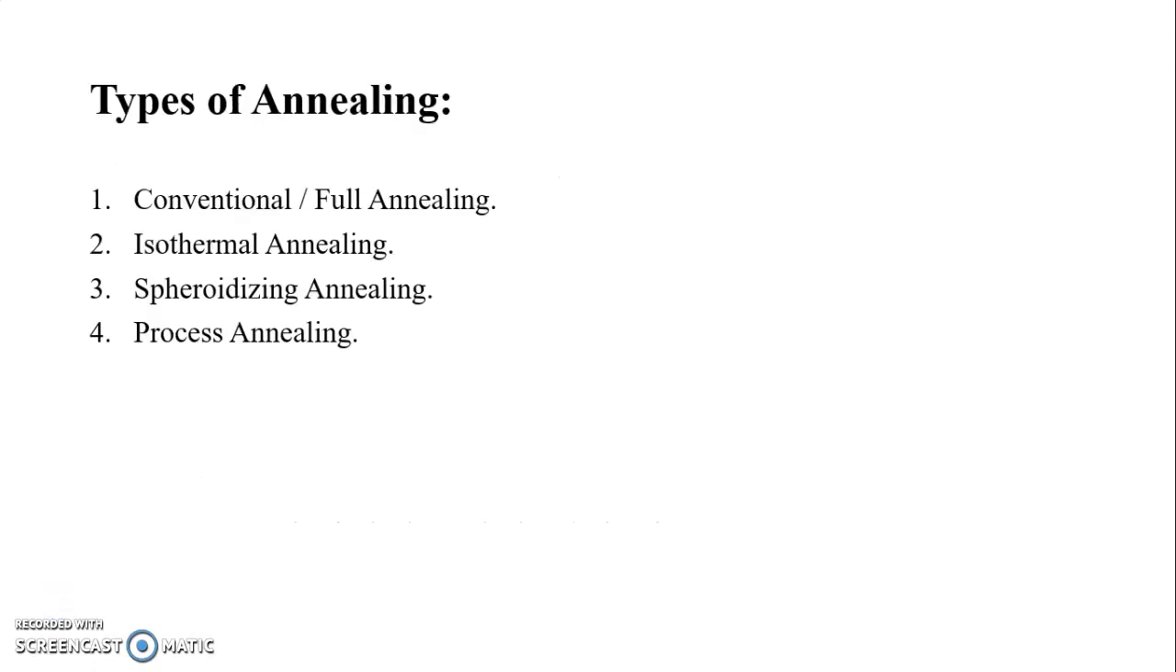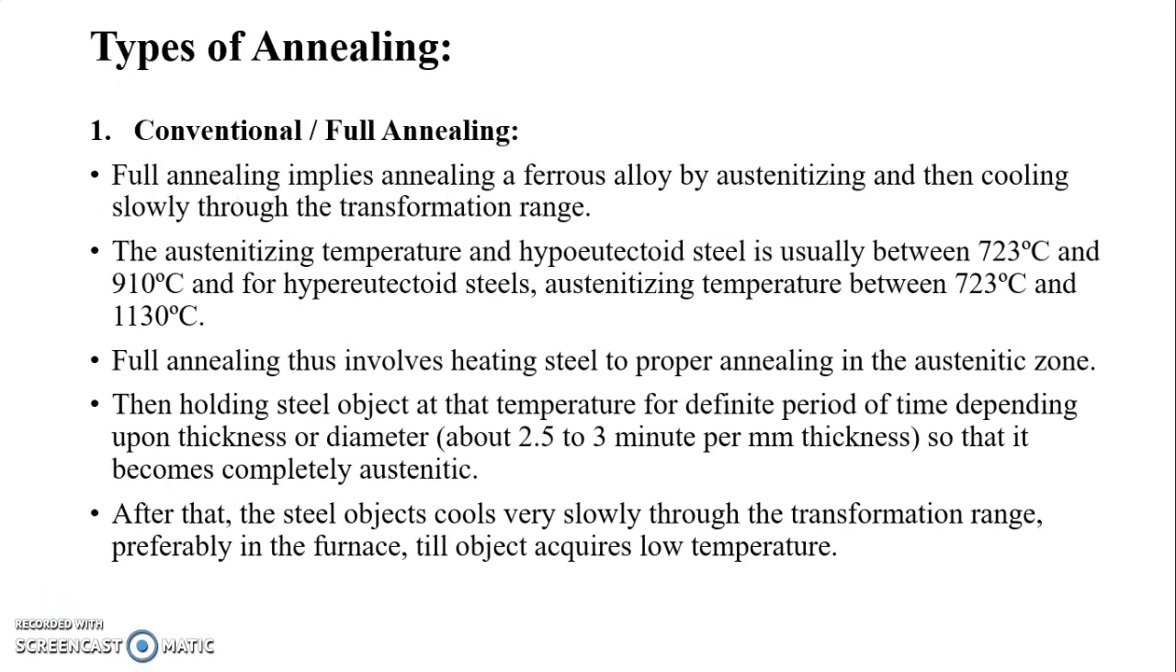Then there are four types of annealing: conventional or full annealing, isothermal annealing, spheroidizing annealing and process annealing. So friends, we will see them one by one. The first is conventional or full annealing. Full annealing implies annealing a ferrous alloy by austenizing and then cooling slowly through the transformation range.